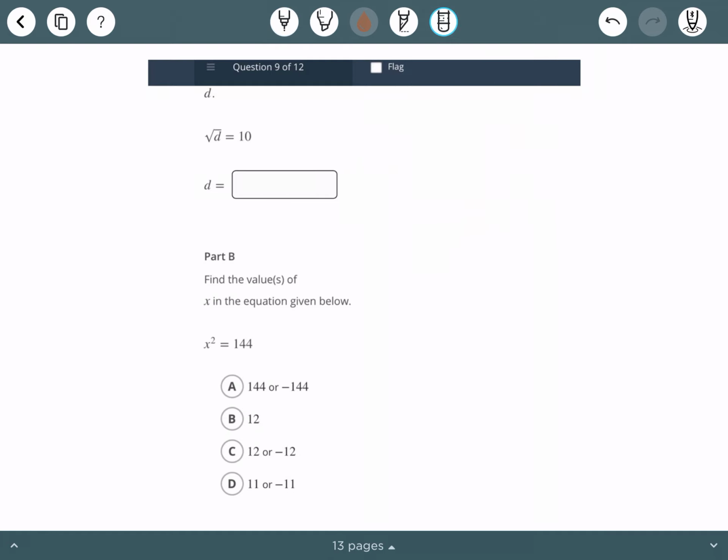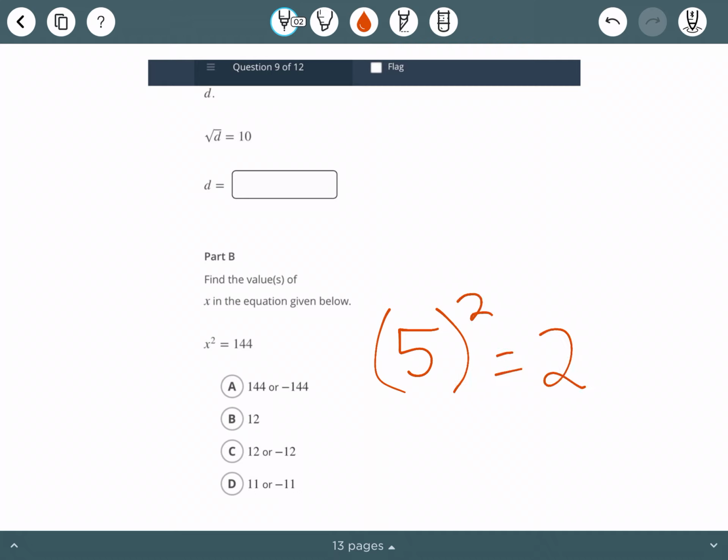And then in the second part, part B, it says to find the values of x in the equation given below. So it's telling us x squared equals 144. So that means, let's say we plugged in 5 for x. Now 5 is not an option as you see, but I don't want to do one that actually is an option. So let's say 5 was an option. Okay, so then we would plug in 5 for x.